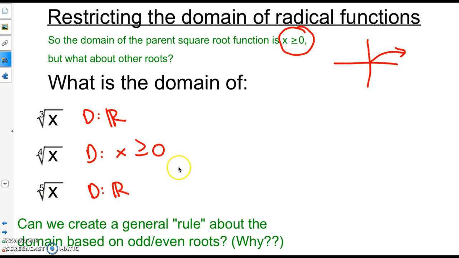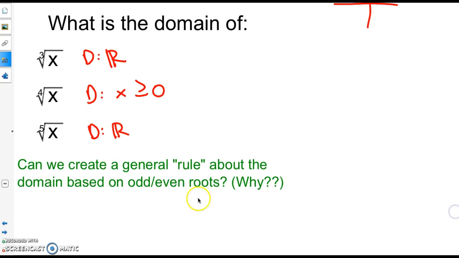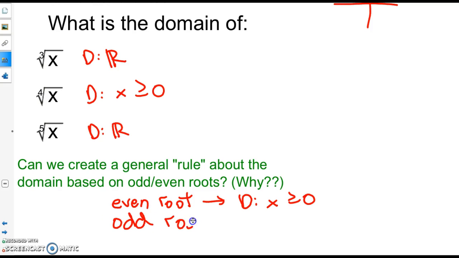So what we'd like to do is create a general rule about the domain based on whether the root is odd or even. If you have an even root, your domain is always going to be limited to positive or 0. If you have an odd root, your domain is always going to be all real numbers. And so we can make that general statement.